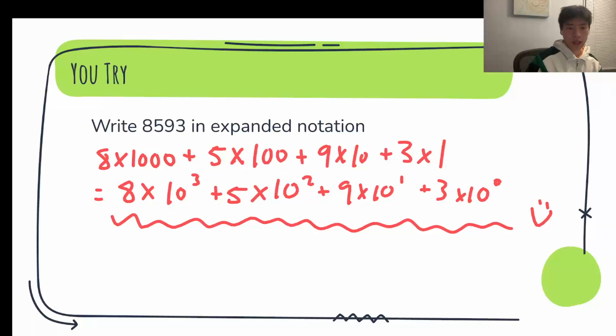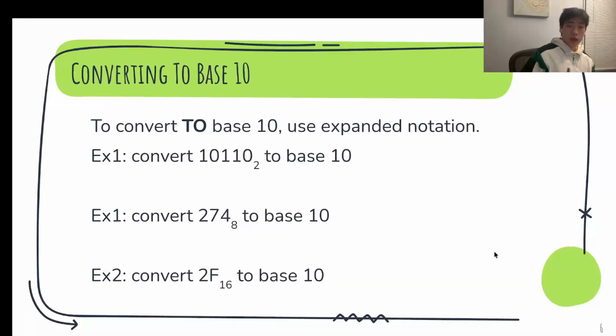All right, let's continue. In order to convert numbers from binary, octal, and hexadecimal to base 10, we will use expanded notation. You might be wondering, what do you mean? We only learned how to do expanded notation in base 10. Well, let me show you.